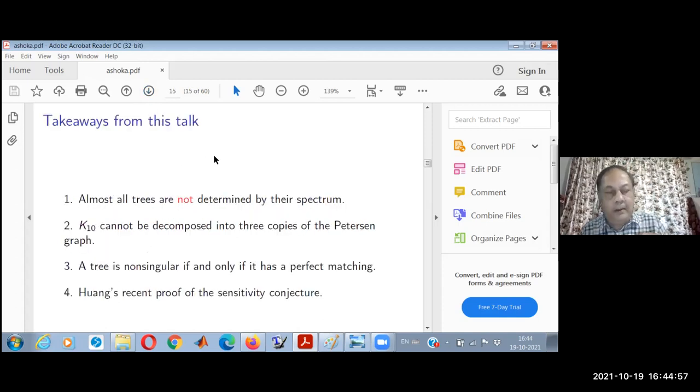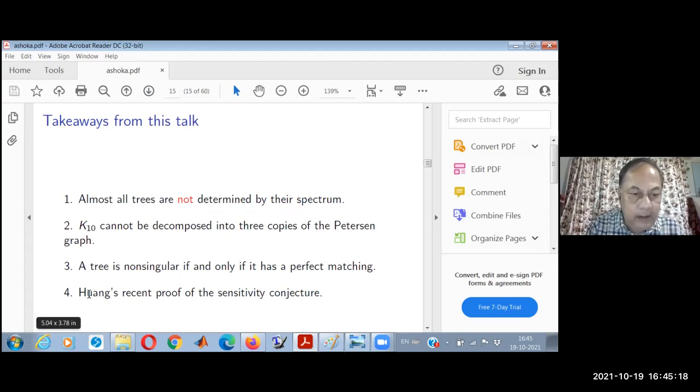Okay, so I have decided to sort of take these 4 topics or 4 theorems, and they're quite disjoint from each other, but they all have a common theme, they deal with the adjacency matrix, spectrum, and so on. And I have also one recent result.